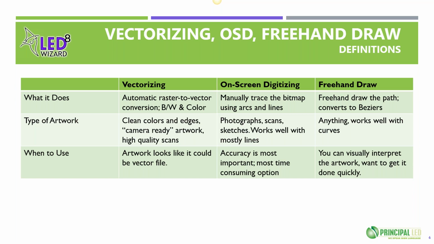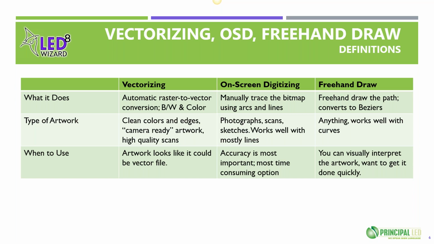Freehand draw, really any kind of artwork. I think it works well with curves, and you're visually looking at this artwork, and you're saying, I know either where I want the path of LEDs to go, or I know where the edge of this artwork is, and I just want to draw it. And that's freehand draw. It's certainly the fastest way. If you're drawing, say, a center path in a letter, you can be pretty quick about it.